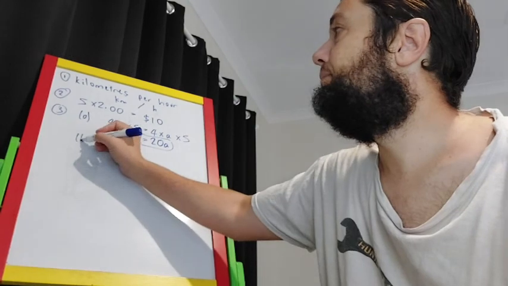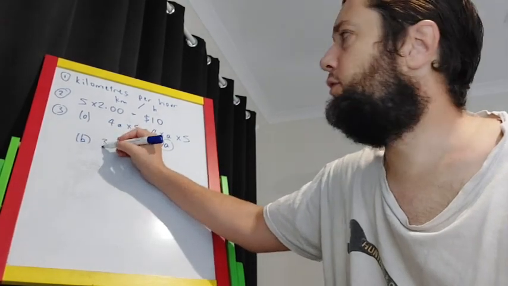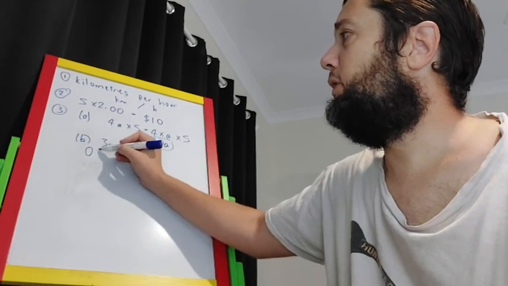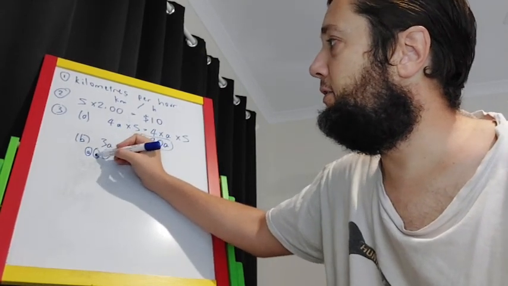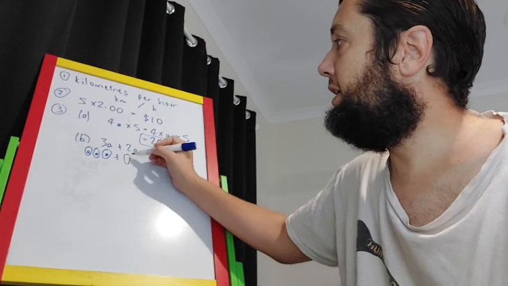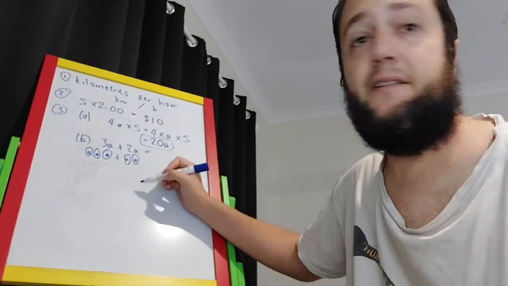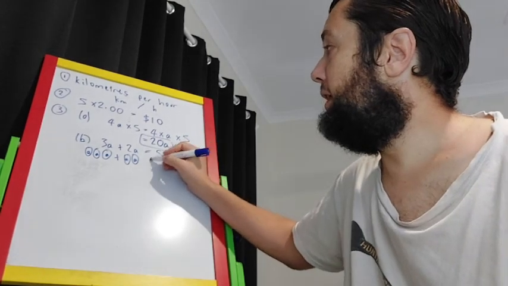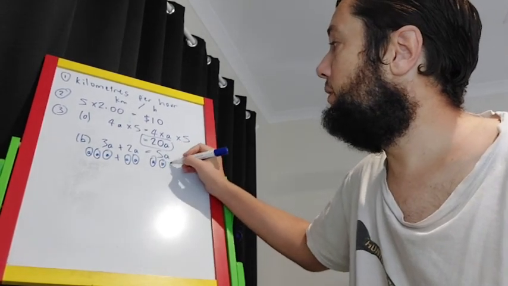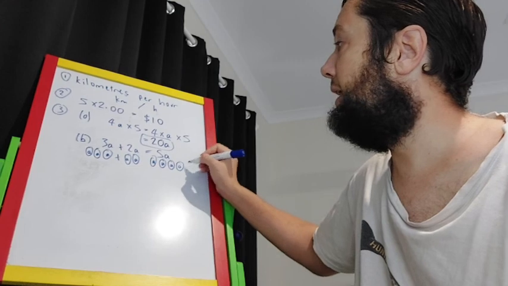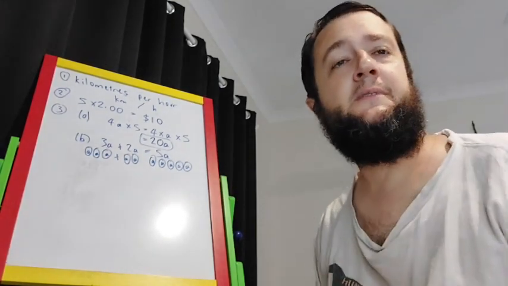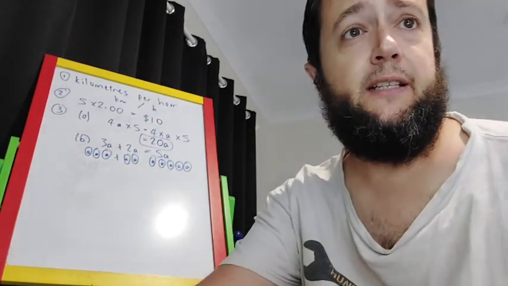B is 3a plus 2a. Let's think it out philosophically. You've got 3 blobs of a, you don't know how much it is, and you're adding it to 2 blobs of a. What are you going to get? 5a. Remember that very important principle behind all of this of like terms. You can only add or subtract like terms. All right? That's question 3 done.